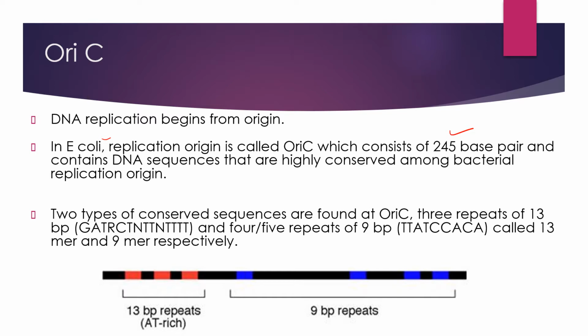There are 3 repeats of the 13 base pair sequence. You need not remember the sequence, but you need to remember that there is a 13 base pair long sequence, which is this one, and there are 3 repeats of it. Here you see. And there are 4 or 5 repeats of a 9 base pair sequence, which is also called the 9-mer. Here 4 repeats are shown.